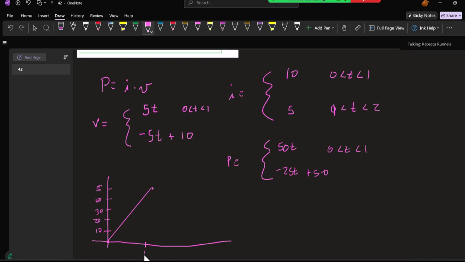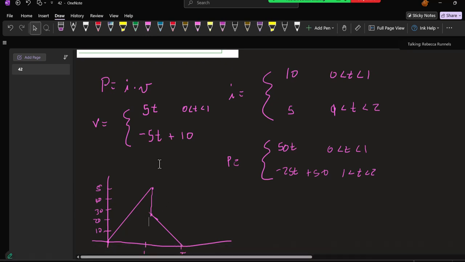And this is also a line, and I also just need 2 points. At t is 1 to 2, it's really discontinuous. So if I plug in 1, I get 25. And if I plug in 2, I get 0. And engineers like to draw these horizontal lines, vertical lines, which I don't like, but they do.